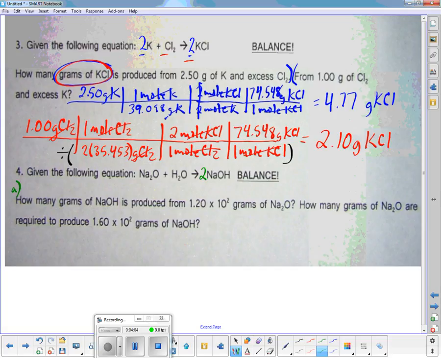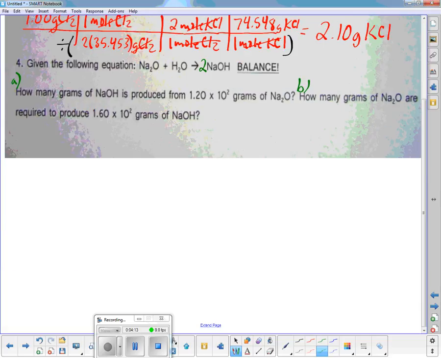I'm just going to call them A and B here so we can go through and talk about them. We're going to do the same thing like we did up above, but this time they've given it to us in scientific notation. We can take it out of scientific notation, or we can leave it in. Either way. I'm going to do this one in black to start with. So I am trying to find grams of NaOH. I have been given grams of Na2O. Okay, so I'm going to start with the grams of Na2O.